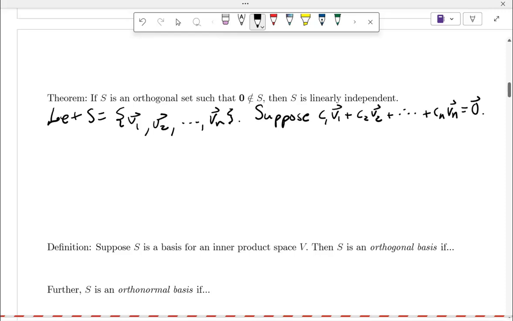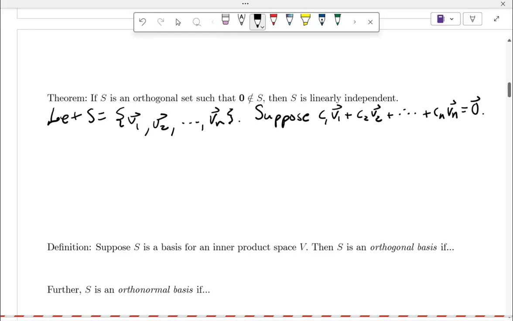What are we assuming about S? It's orthogonal, right? So if I were to dot product this expression with, say, V1, what would happen? If I took V1 and dotted it with this whole thing, nothing's really going to happen to this one, but what's going to happen to every other term in your sum? It's 0, right? Now think again about linear independence. What am I trying to show that every single constant has to be? Zero, right?